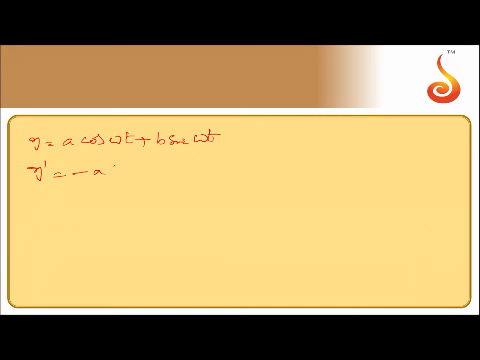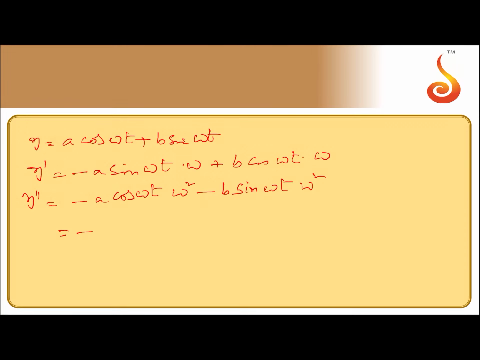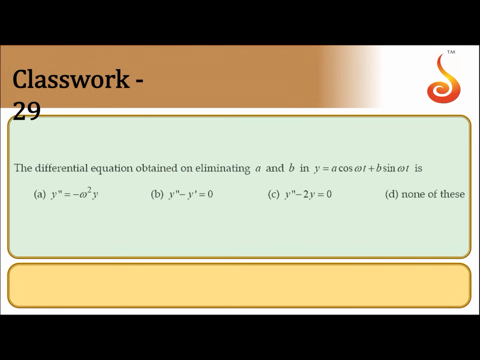Differentiate once, you'll be getting y dash equal to minus a sin omega t into omega plus b cos omega t multiplied by omega. Again differentiating, minus a cos omega t into omega square and minus b sin omega t multiplied by omega square. Minus omega square taken common, nothing but y, you get it. So y double dash plus omega square y is equal to 0. So the answer is y double dash is equal to minus omega square into y.